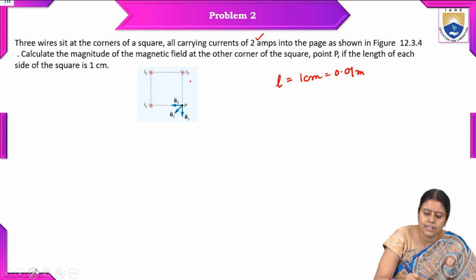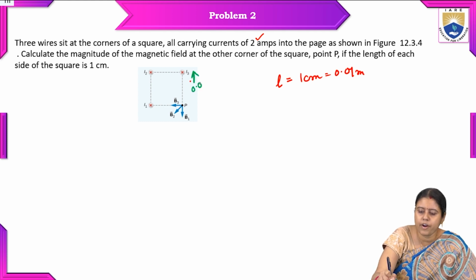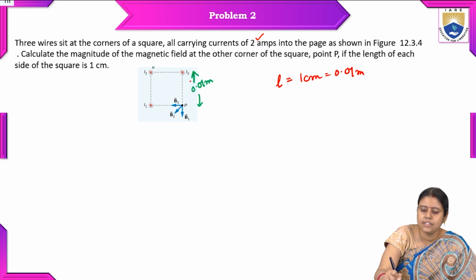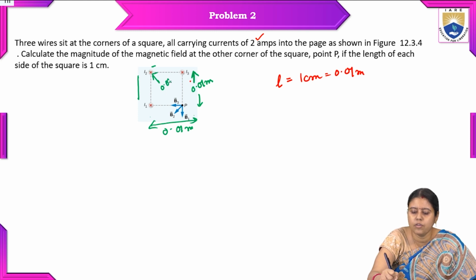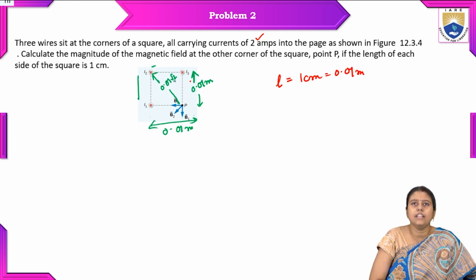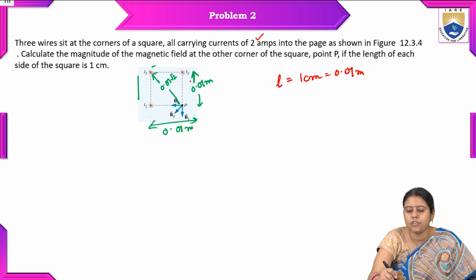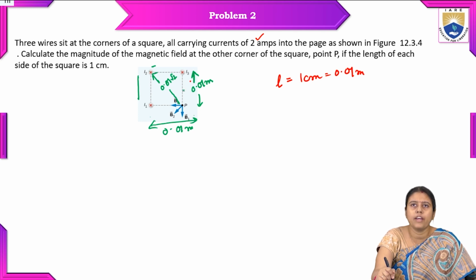So we can write it like this: 0.01 meter. From this point to this point the distance is 0.01 meter, but from I2 to this point it is always 0.01 root 2 meter, because this is the diagonal distance. And what is the diagonal? The diagonal is the root of x square plus y square. So how to get the value?